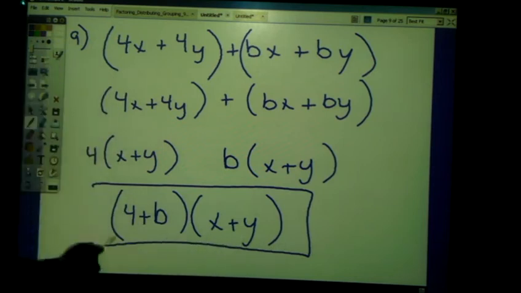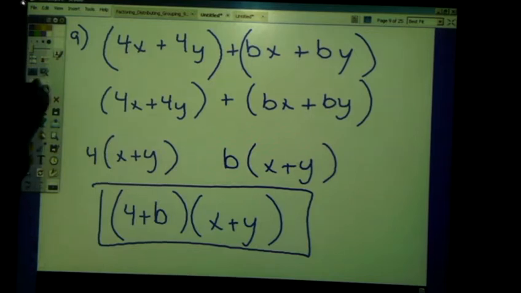If you multiply this, you get this. That means your answer is correct. So when you see 4 terms, we solve by grouping. We solve this one by grouping.